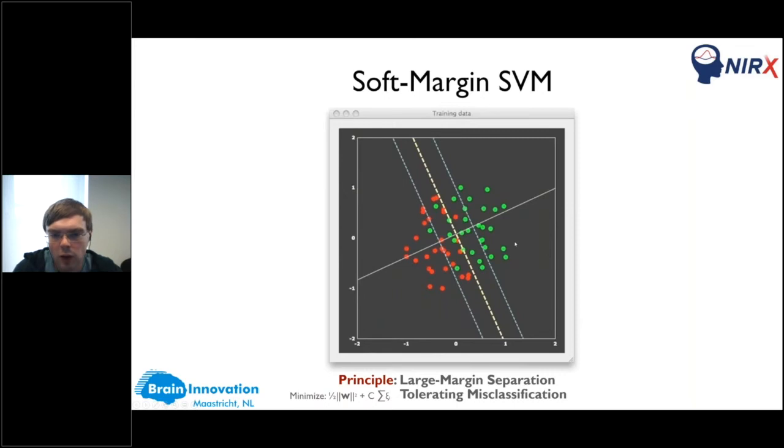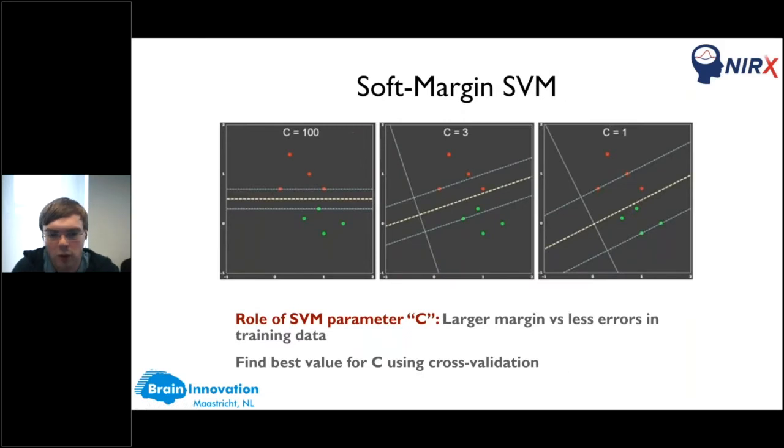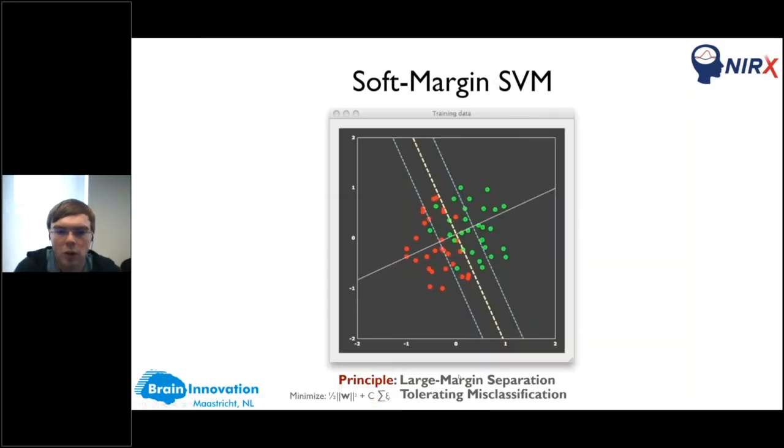Now, if you have a lot of data, it's maybe not possible to have a vector which clearly separates them. So we should tolerate misclassification. And this we can do by adding this little C term over here. And this allows us to point out that we are fine with some errors in these calculations.